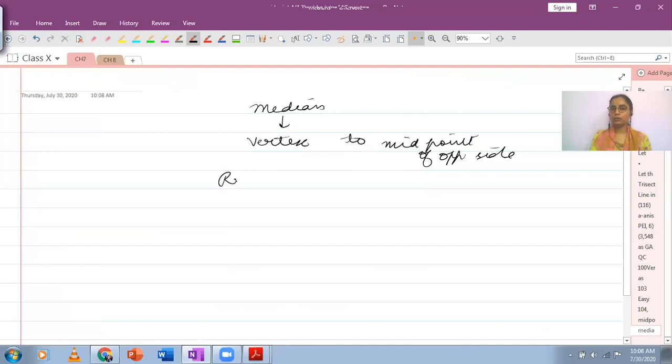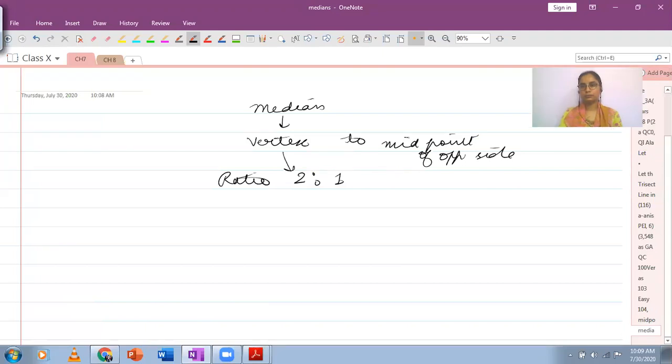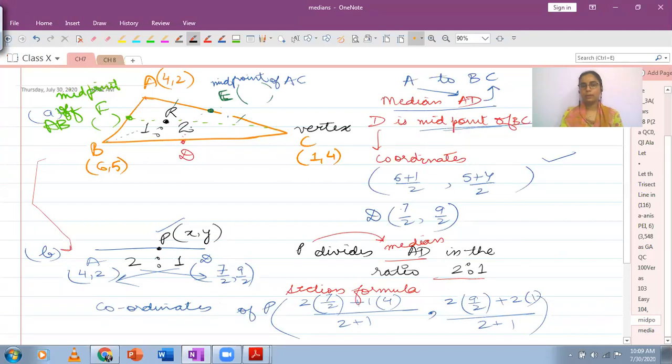तो जब भी जो रेशो लिखी होगी वो वर्टेक्स की तरफ से लिखनी है आपको. Keep that in mind if you want to know what it is. This over here, मैंने 2 इधर लिखा हुआ है, 1 इधर लिखा हुआ है. Don't read it as 1:2. This is 2:1. Starting from C, from the vertex towards the midpoint, this is 2:1, and then you will find out the coordinates of R.